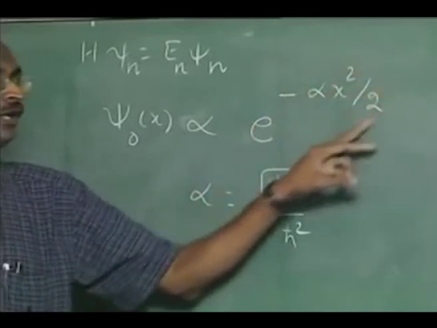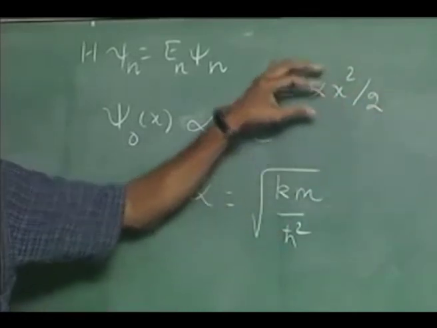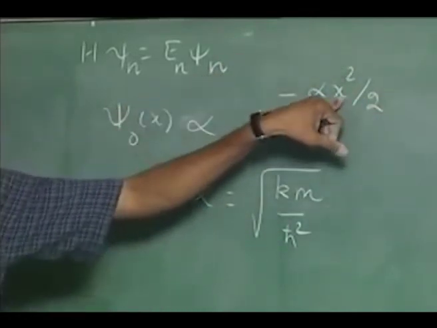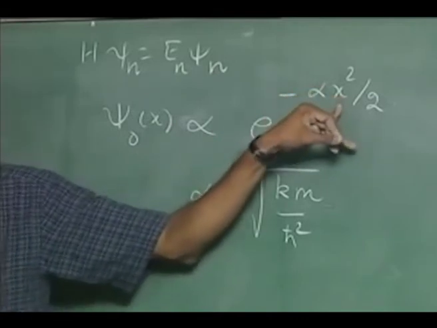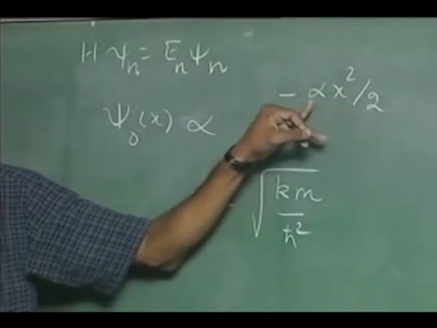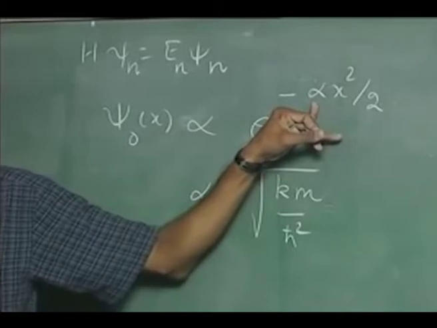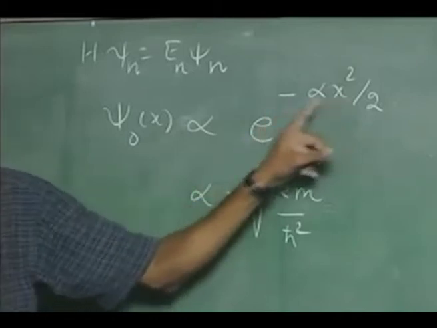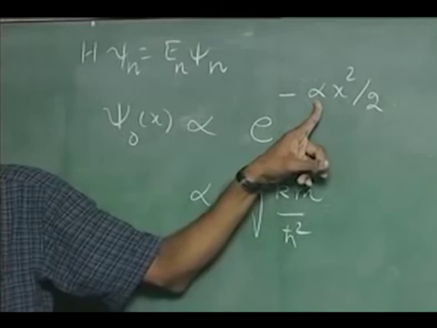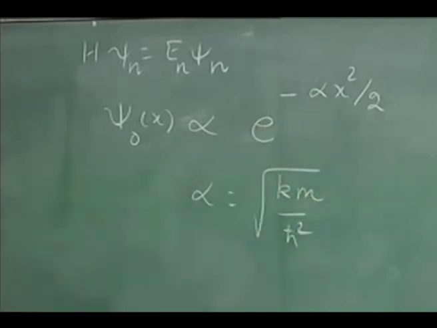Exponential should not have any quantity which has dimensions overall. If x has the dimension of length, x square has the dimension of length square, so alpha must have the dimension of 1 by length square, so that this whole quantity does not have any dimension. Let us see whether dimensionally that is what you get.